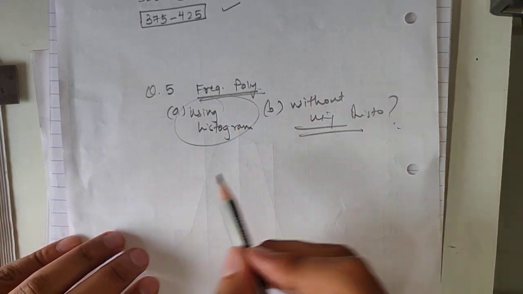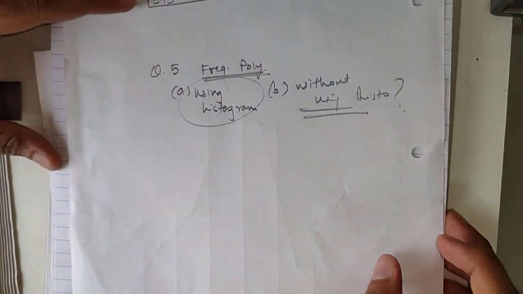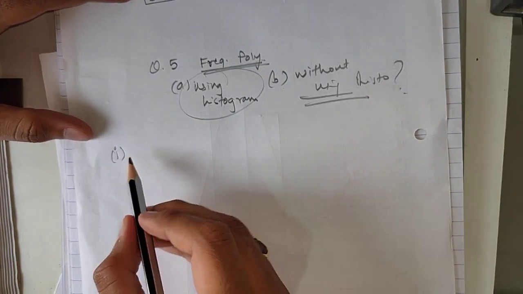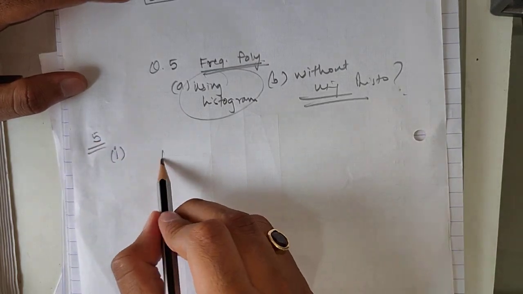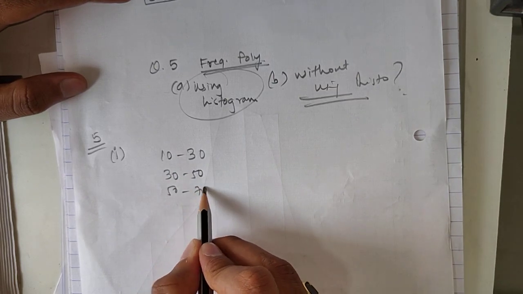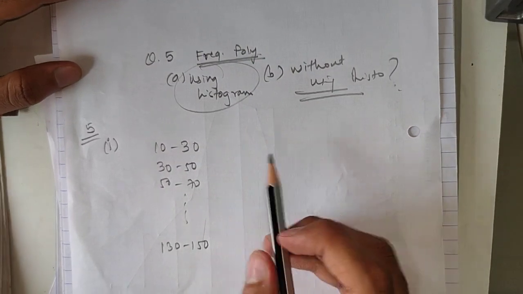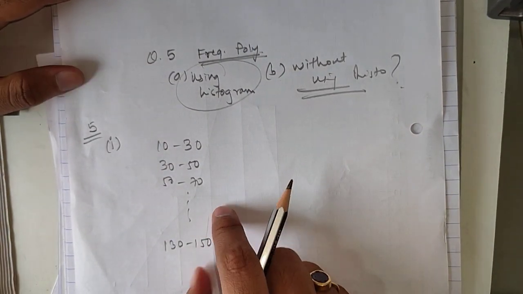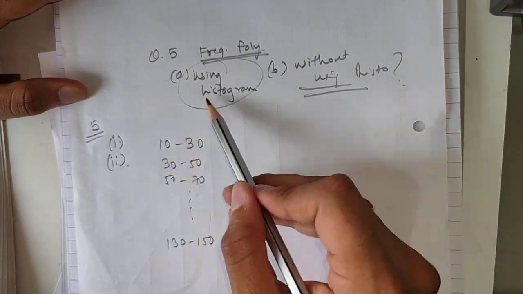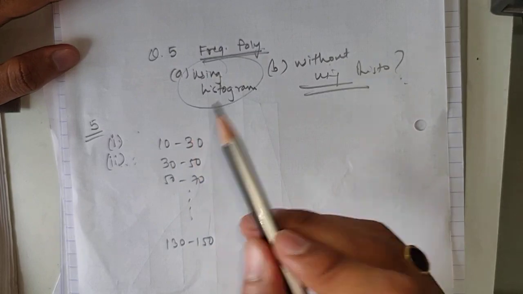Before that, using histogram, you very well know, draw the bars, join the midpoints. Okay, you understand that. See the class intervals. The first one, question number 5, the class intervals are 10 to 30, 30 to 50, 50 to 70, and till 130 to 150. These are the intervals. There are two sub questions in question number 5. You have to do both of them using histogram and then both of them without using histogram. This is how they have asked the question.